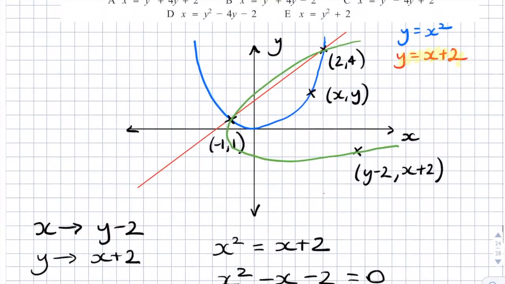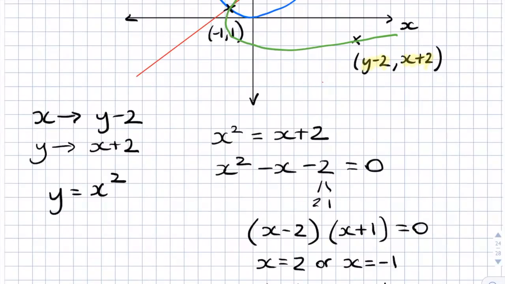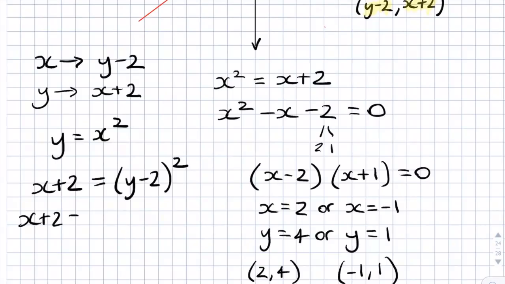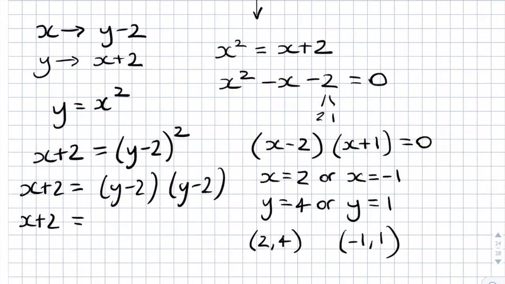The question doesn't say to sketch the curve, it says to find the equation. Well, if these are the 2 new points, then surely those points lie on the equation of the reflected curve. So we can substitute these points into the equation y equals x squared. y is now x plus 2, and x is (y minus 2) all squared. If we expand brackets, we're going to get y squared minus 2y minus 2y, which is minus 4y, plus 4.